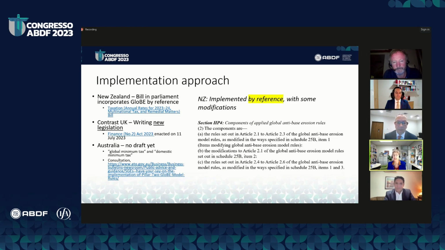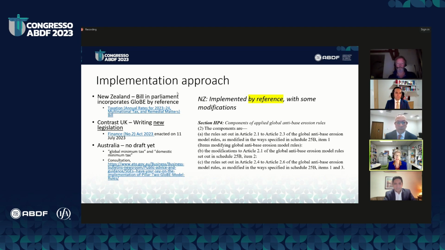So I just gave you a little example. Of course, they are making some modifications, but the components of the applied Globe rules are the rules set out in articles of the Global Anti-Base Erosion Model Rules. So we are directly implementing these articles from the model rules, and then we modify them a little bit to fit the domestic scenario. And they list where these modifications are going to be in the New Zealand law.